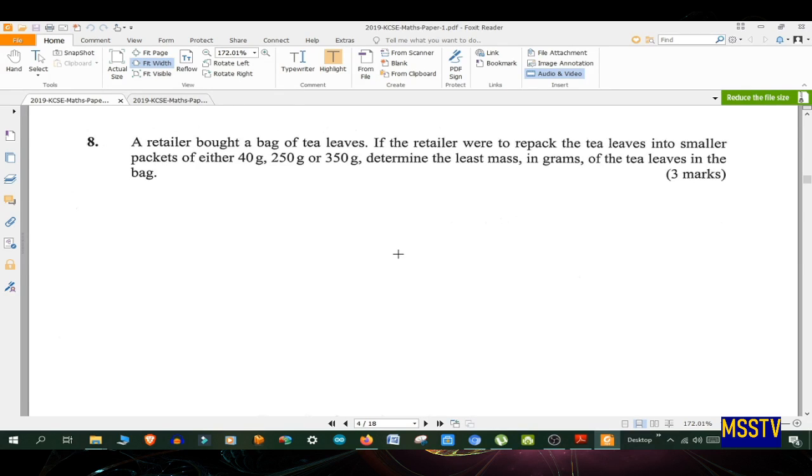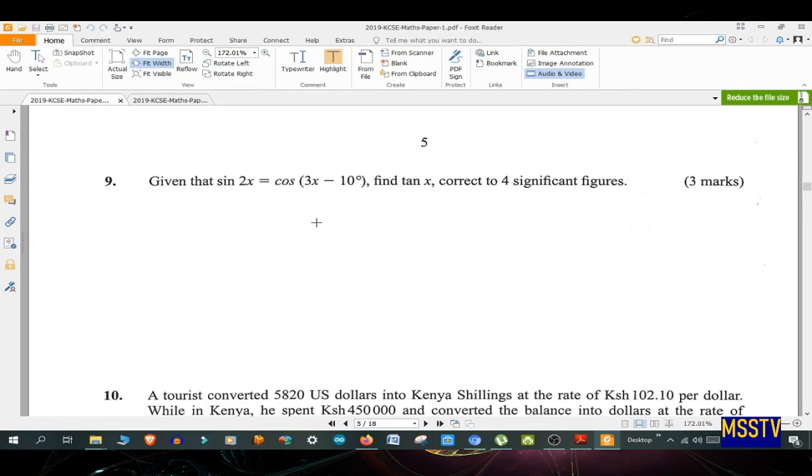Question 9 could be a little bit different. Probably the first time you're encountering a question outside Form 1 and Form 2. But just like I mentioned, 75% of the questions would be from Form 1 and Form 2. So given that sin 2x is cos (3x minus 10 degrees), find the tan x correct to 4 significant figures. So just understanding the trigonometric ratios here, the relationship between sine, cosine, and the tangent.